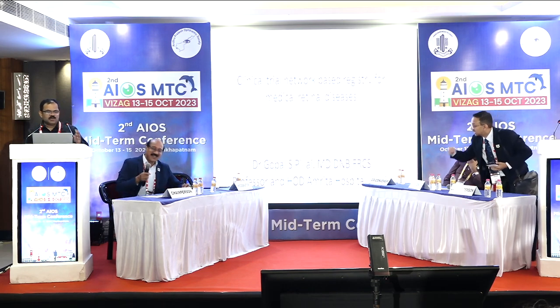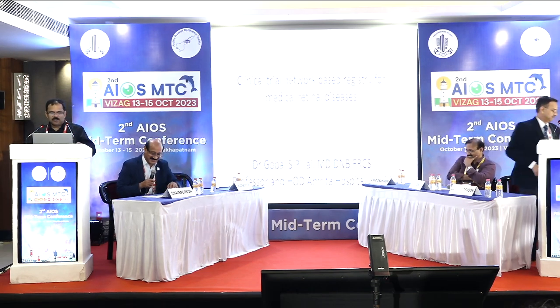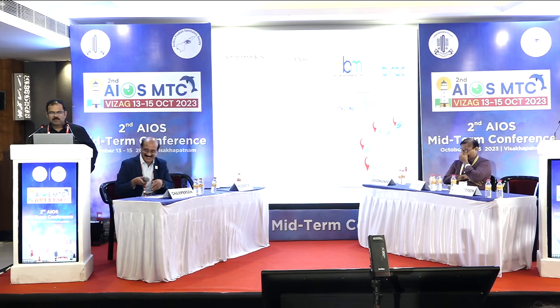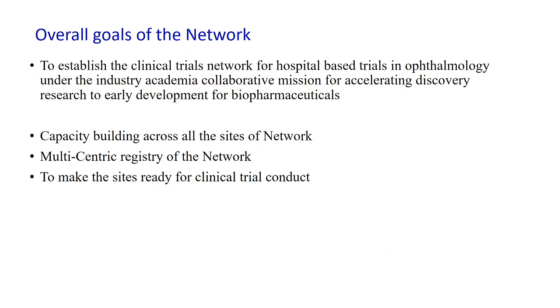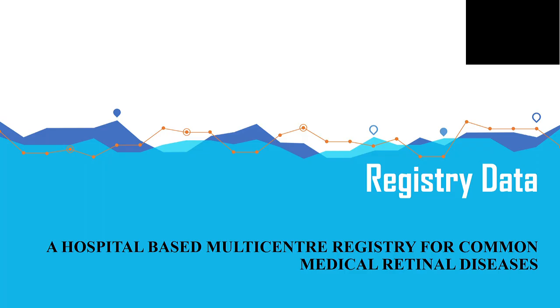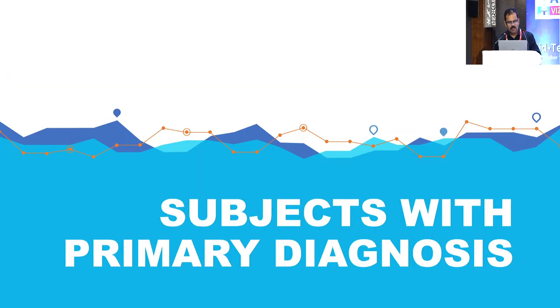I'll try. So first of all, let's go to the clinical trial network based registry. This is the NBM of the BIRAC, which has sponsored this, and these are the different sites: Kerala, Bihar, Assam, Madhya Pradesh, Maharashtra, all these places. The overall goals of the network were to build capacity, do a registry, and start clinical trials. I'm just pressing the registry data here. It's 1.5 years of data.